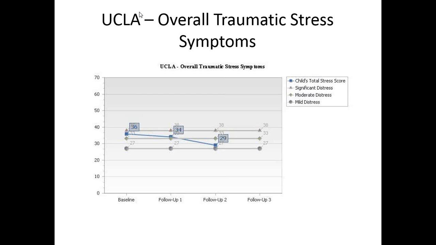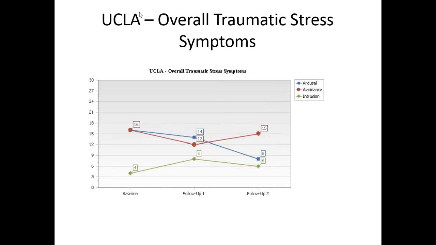The significant distress are those scores at 38 or above. So if a kid is up there, they would probably meet, according to DSM-4, diagnostic criteria for PTSD. And then you have significant distress and moderate distress. So let me back up a little bit. This is going to be your first report that you see, your first little graph.